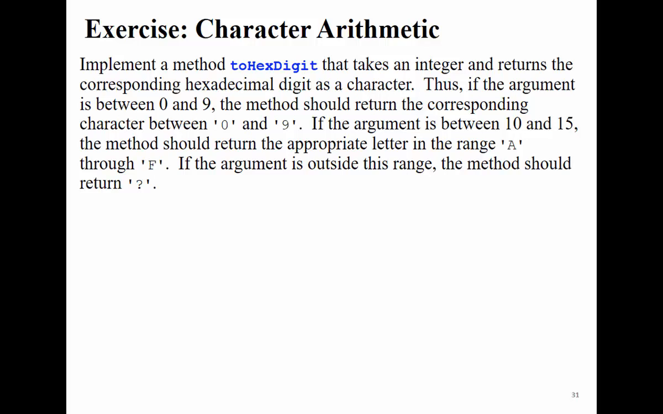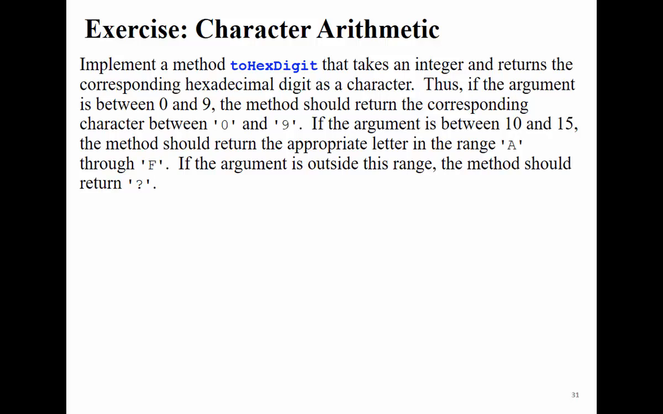Now, one of the main applications of character arithmetic is this exercise, to implement toHex digit. I give you an integer value, and you check if this integer value is between 0 and 9, you return 0 to 9. If it's between 10 and 15, you return A, starting from 10. So 10 is A, 11 is B, 12 is C, 13 is D, 14 is E, 15 is F.